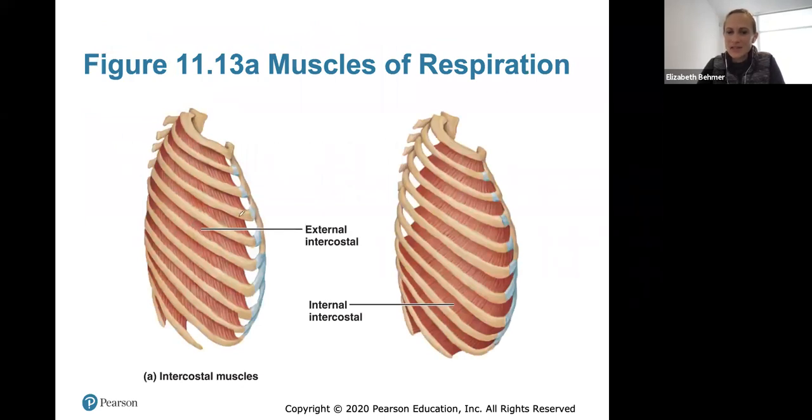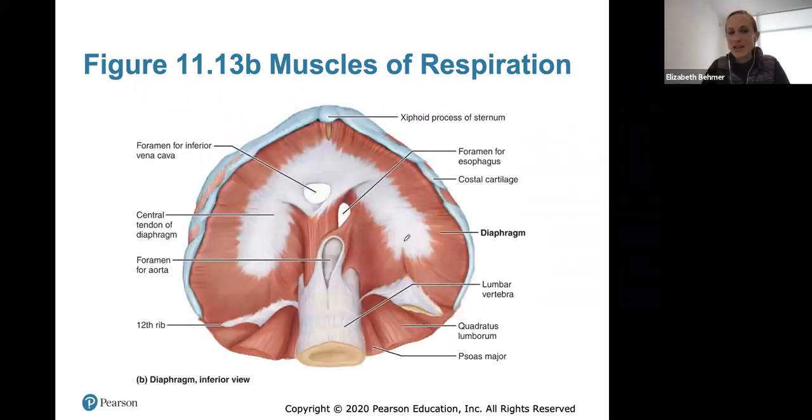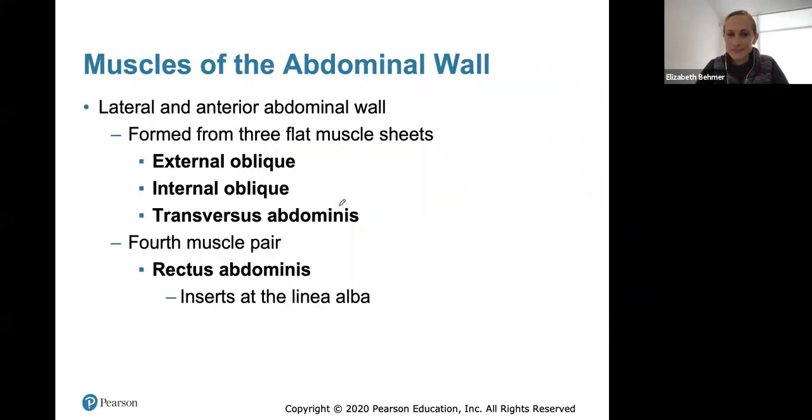So here's a look at the external and internal intercostal muscles, because they're between the ribs and their striations go in opposite directions. And here's a look at the diaphragm from an inferior view. It has different holes in it for your inferior vena cava and the esophagus, which we'll talk about when we get to digestion and the circulatory system, but this is where the diaphragm is located.